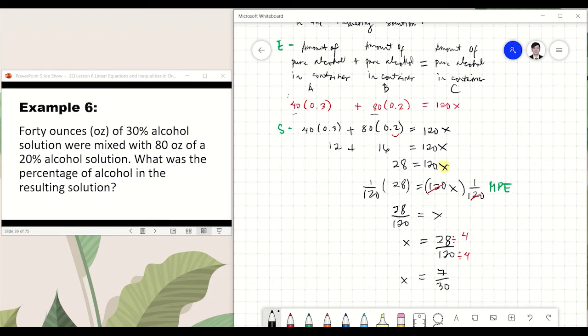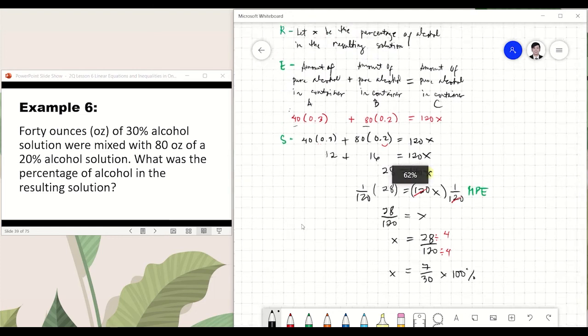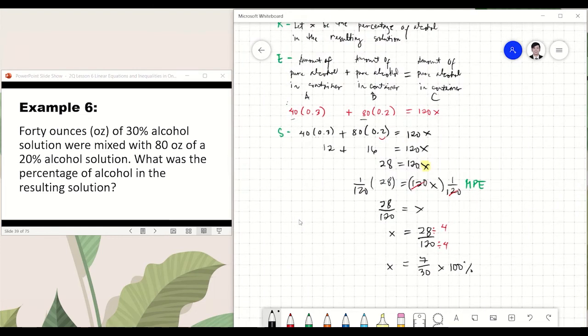And then, para maging percentage siya, kasi percentage yung hinanap natin, we still have to multiply this with 100%. So, as a result, this would become 23 and 1/3%.